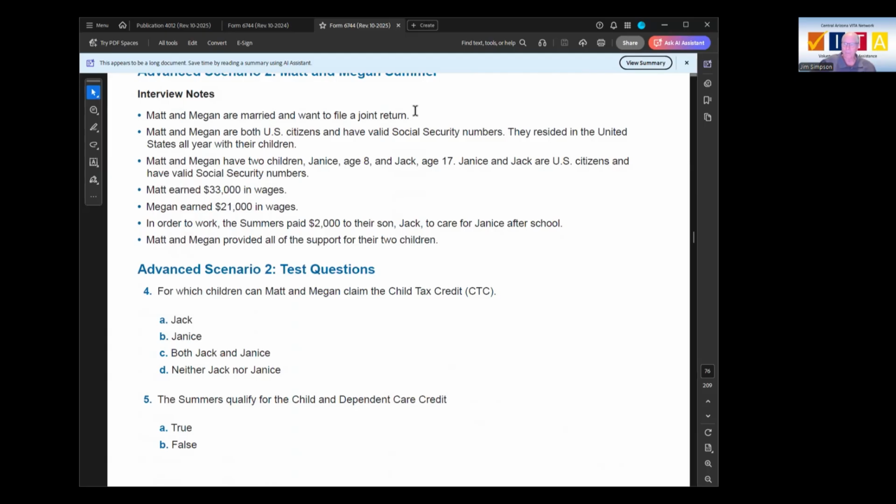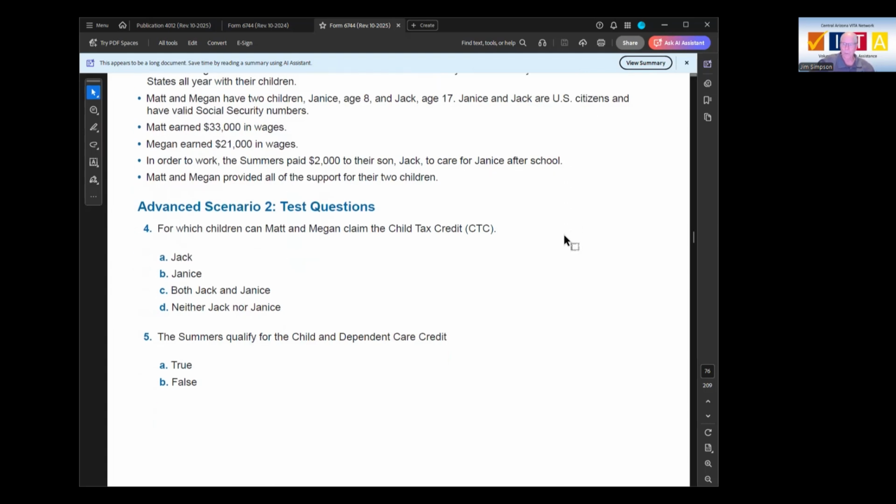Matt and Megan are married, filing a joint return. They're US citizens, have social security numbers, and resided in the US. They've got two children, age 8 and 17. They're US citizens and have social security numbers. Matt earned $33,000 in wages. Megan earned $21,000. In order to work, they paid $2,000 to their son Jack to care for Janice, and they provided all the support for their two children.